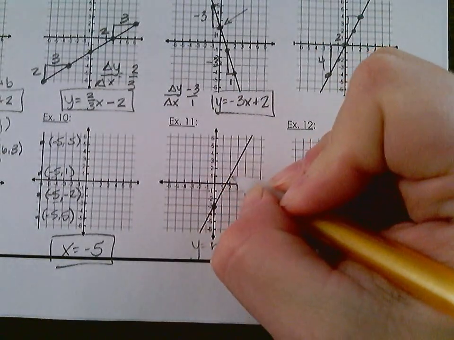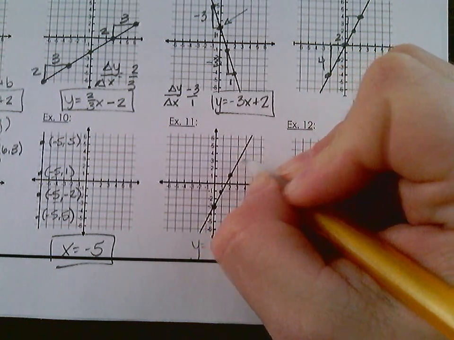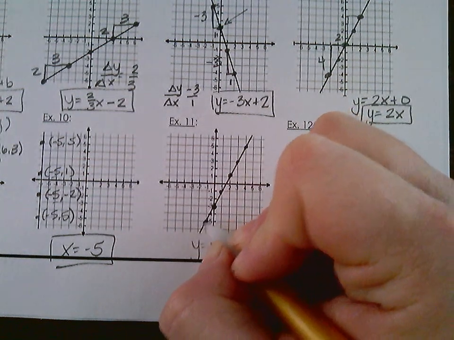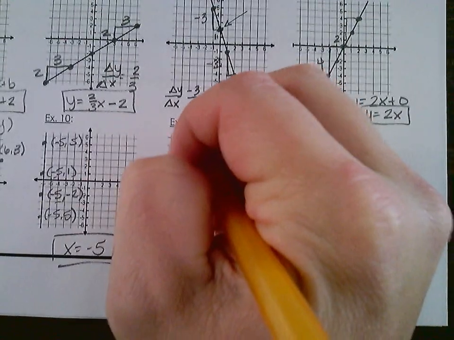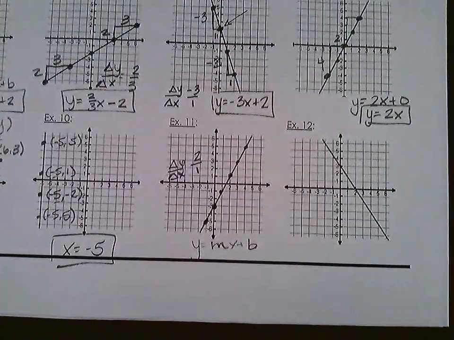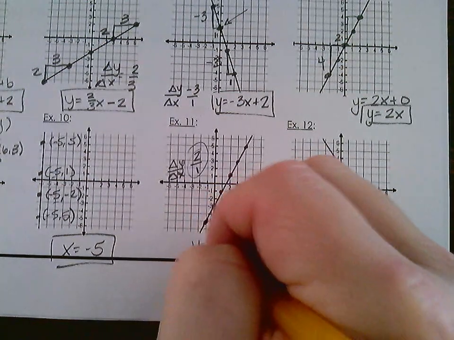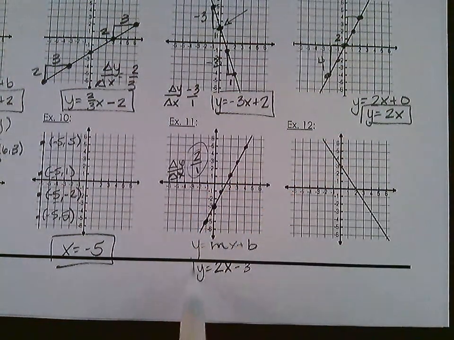I'm going to go through and try to find some good fit points. It looks like I've got some good fit points going up 2 and to the right 1, up 2 and to the right 1. So my change in y divided by my change in x means I'm going up 2 and to the right 1. That means my slope is 2. So y is equal to 2x, and then my y-intercept is -3. So the equation of that line would be y is equal to 2x minus 3.